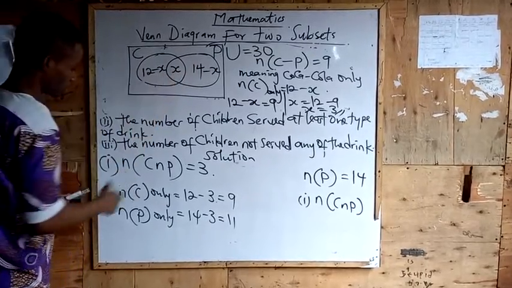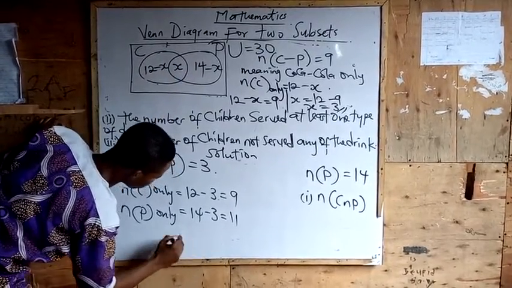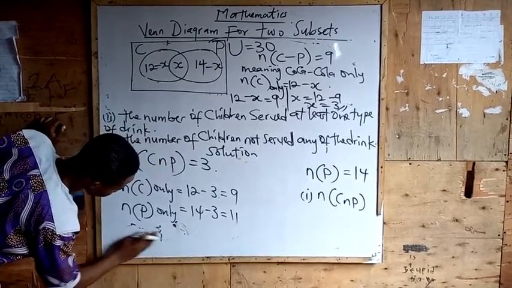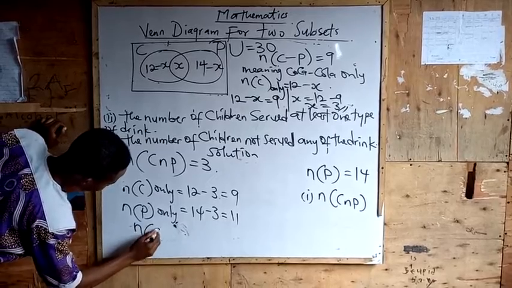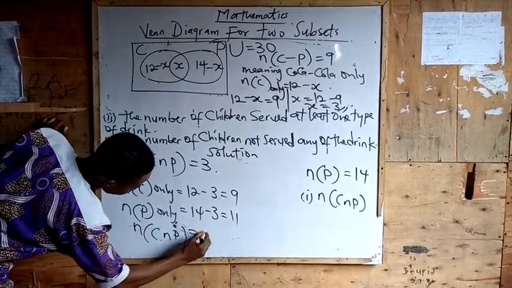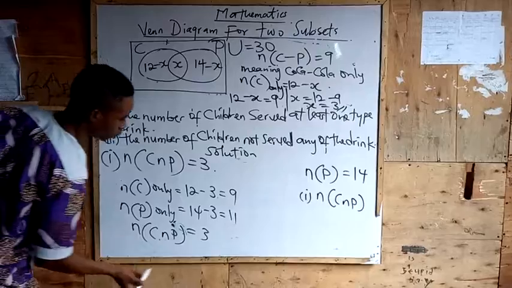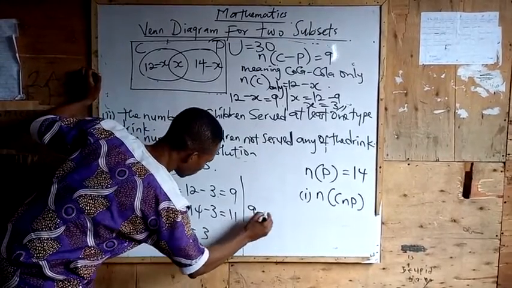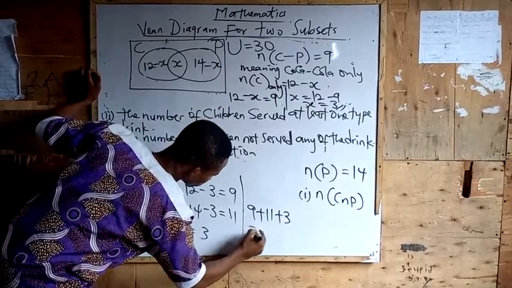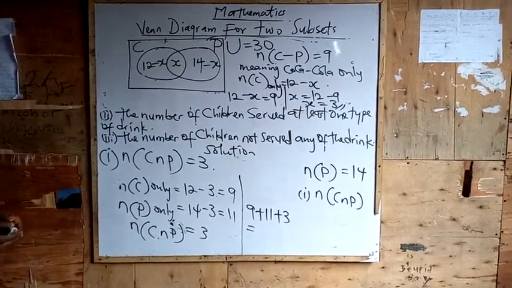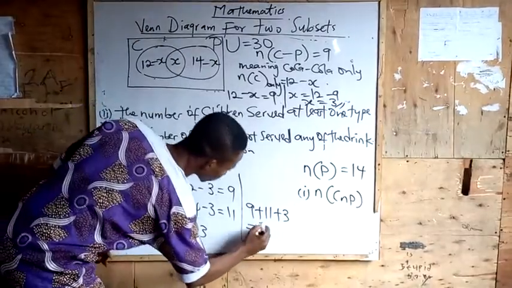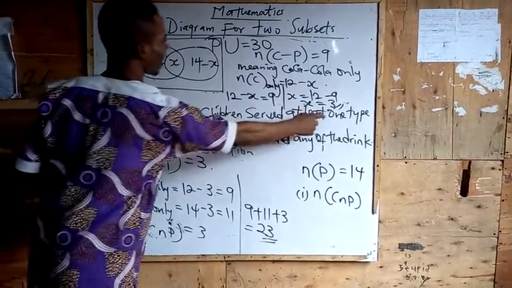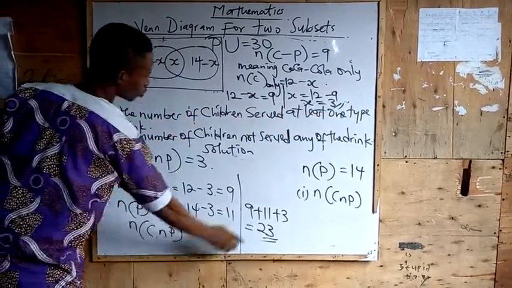Are you getting it now? We also have 3 for the 2 drinks. Sorry, C intersection E is 3. So what do we now do? We add them together. That is 9 plus 11 plus 3. 11 plus 9, that is 20. 20 plus 3 is 23. So that is number 2. The number of children served at least one type of drink is 23.